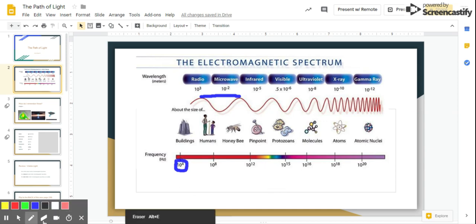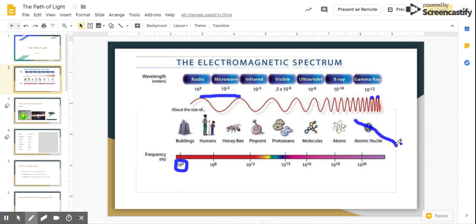So as you go down the spectrum, they get shorter and shorter and shorter. And then eventually, gamma waves have such short little wavelengths that you couldn't even fit the nucleus of an atom in between them. Radio waves have really long wavelengths, like the size of buildings or as long as you are tall. But then they start to get smaller a lot faster.